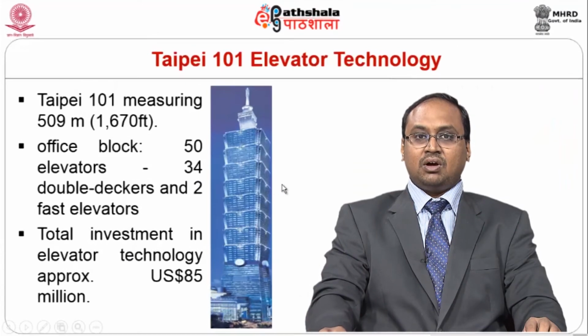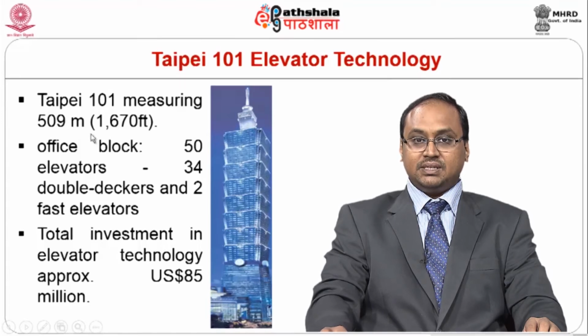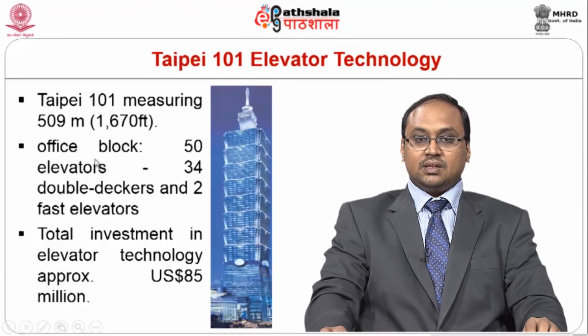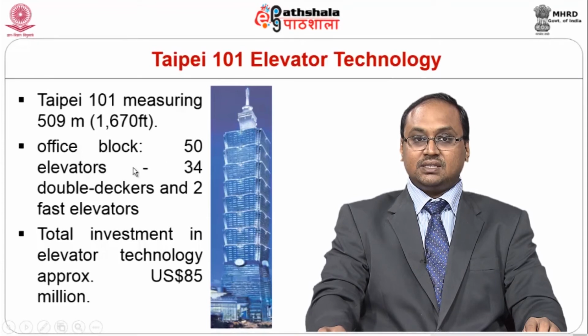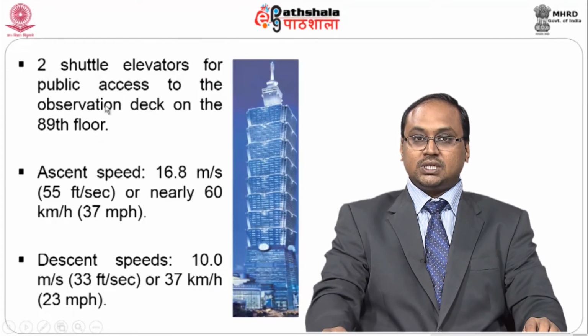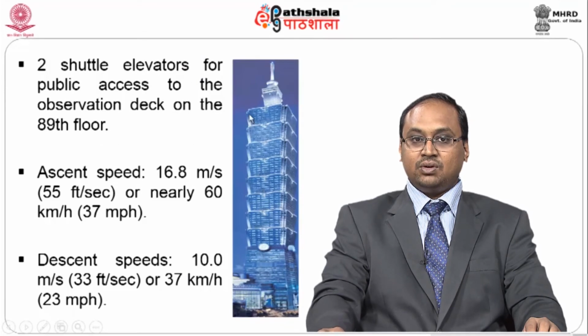Here is an example of Taipei 101 elevator technology. Taipei 101 measuring 509 meters, I am sorry. The office block has 50 elevators, 34 double deck elevators and 2 fast elevators. The total investment in elevator technology is approximately $85 million. The 2 shuttle elevators are for public access to the observation deck on the 89th floor.